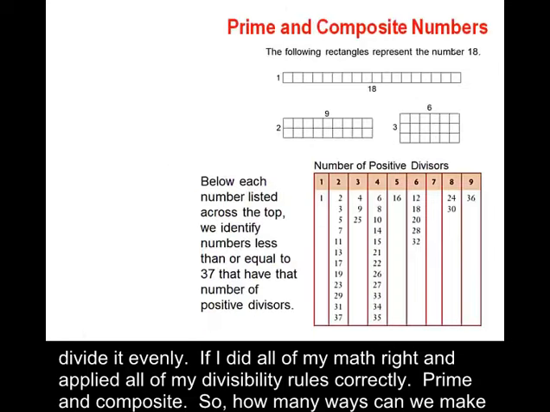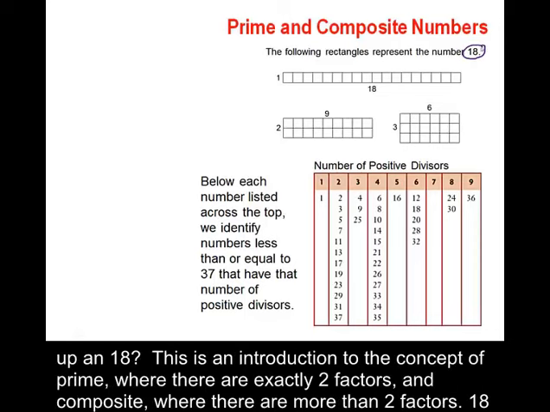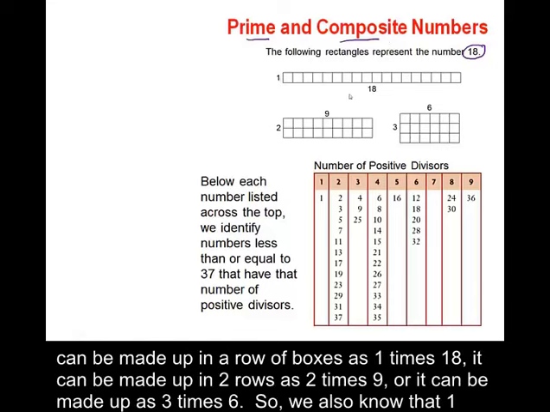Prime and composite. So how many ways can we make up an 18? This is an introduction to the concept of prime, where there are exactly two factors, and composite, where there are more than two factors. 18 can be made up in a row of boxes as 1 times 18. It can be made up in 2 rows as 2 times 9. Or it can be made up as 3 times 6.